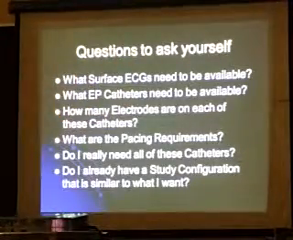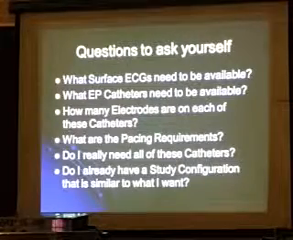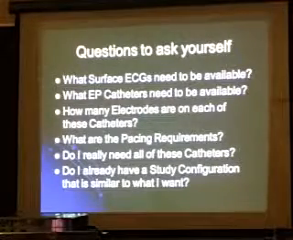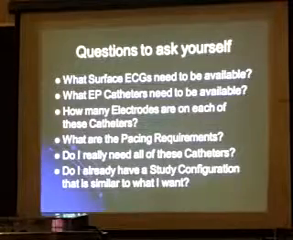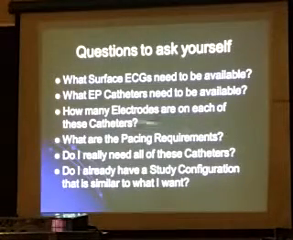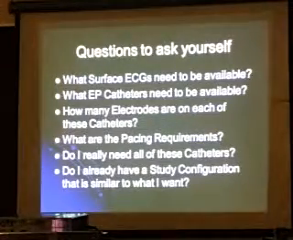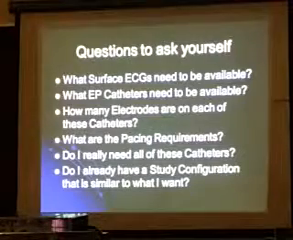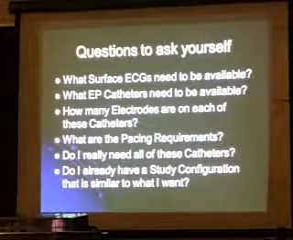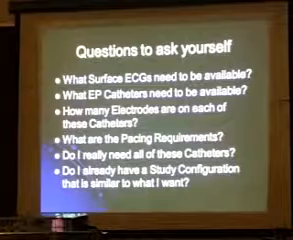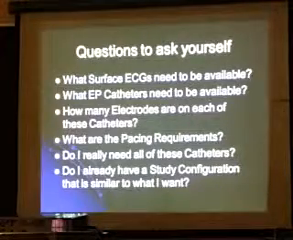My point being is don't assume. Make sure you know. Okay? And then, what are my pacing requirements? Which one of these catheters are going to pace? Because if I know which ones are going to pace, I'm probably going to want to separate them based on that hardware thing I was telling you about.